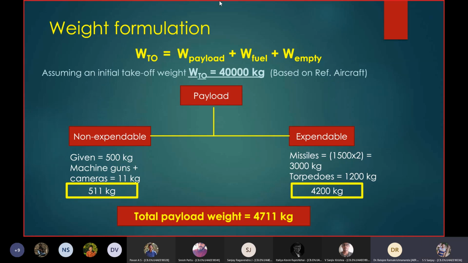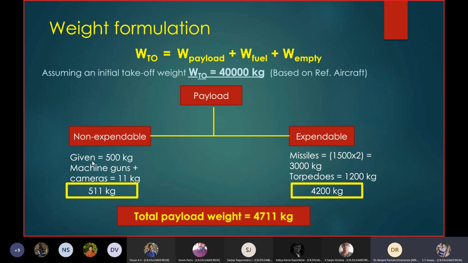Okay, all right. So this is the weight formulation, and the initial takeoff weight is assumed as 40,000 kg based on the data from the reference aircraft. And the payload is divided into non-expendable and expendable payload. Expendable is the one we are going to drop during the combat phase, that is 2 missiles, which is around 3000 kg, and torpedoes around 1200 kg. So 4200 kg is the expendable payload.